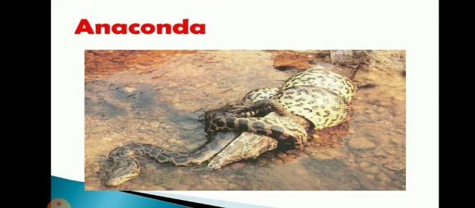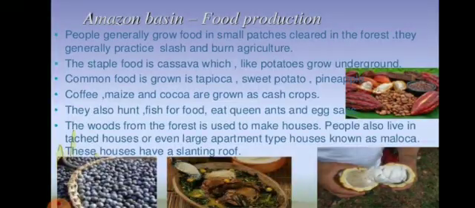This is anaconda, another very important animal of this area. This animal anaconda is the world's largest snake which can eat a crocodile. You can see in this picture it is eating a whole crocodile. So anacondas are very huge, which are specially found in this area.